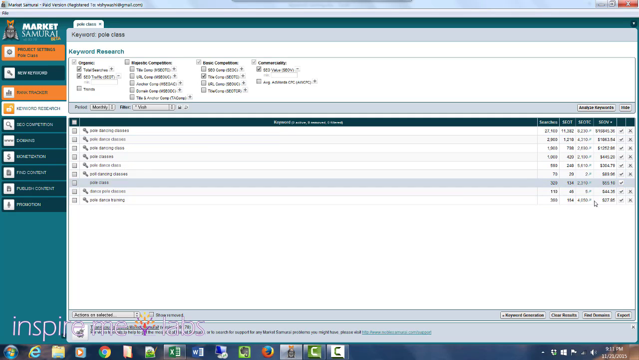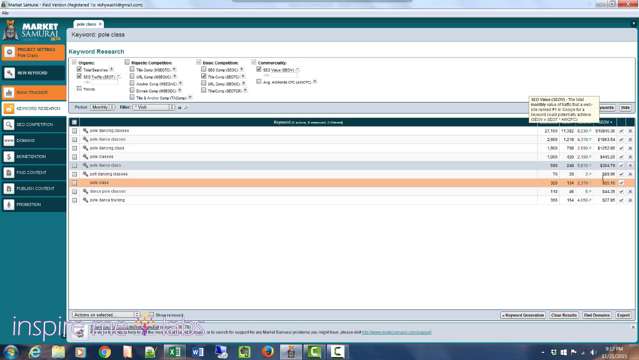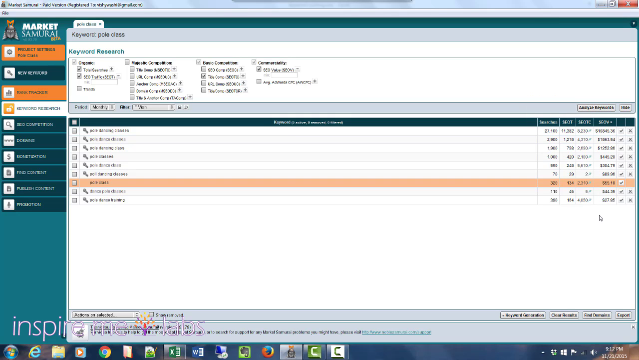You could show these metrics to your client. This is what you could potentially make if you were ranking number one every month. Of course, this is an internal formula that they use, and I think this is based on some sort of AdWords data that Market Samurai is pulling from Google Keyword Planner.